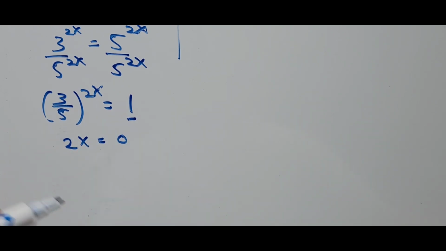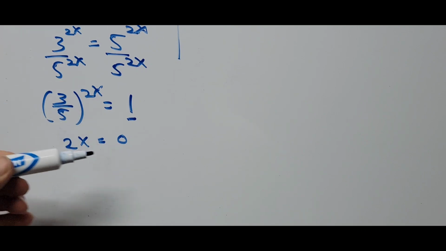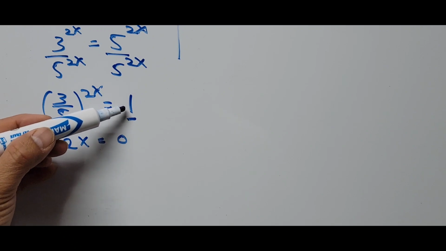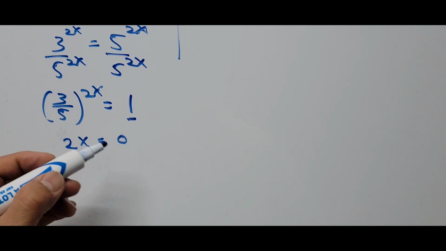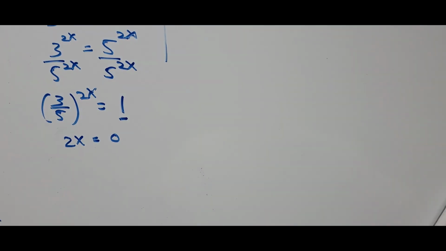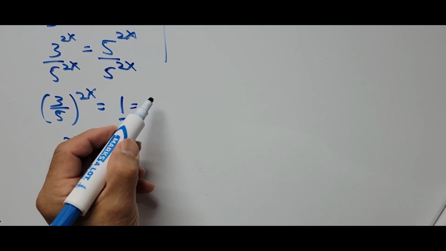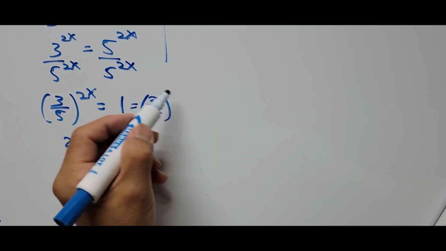If we use the logarithm rule right here, logarithm of the base 3/5 raised to the 2x to base 3/5, and we take the logarithm of 1 on the same base. Logarithm of 1 is 0, by the way. So this is now 2x is equal to 0. And the right side of the equation could be written the same way as 3/5 raised to 0.